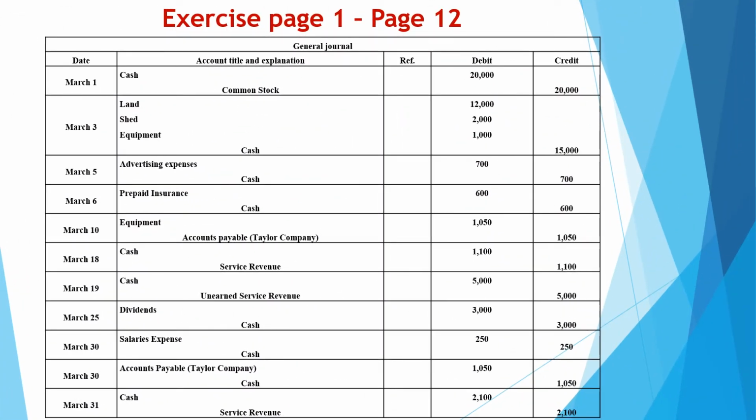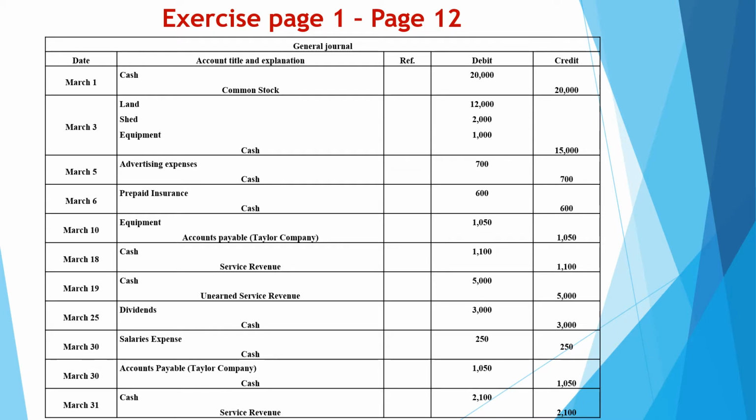Now let's move to page 12 in your book to solve exercise 1. Before we start solving exercise 1, I urge you to put a paper in front of you and write the normal balance of each account on this paper. Actually, when doing journalizing, this will make our work easier. In this exercise, we have a list of transactions and we have to journalize these transactions.